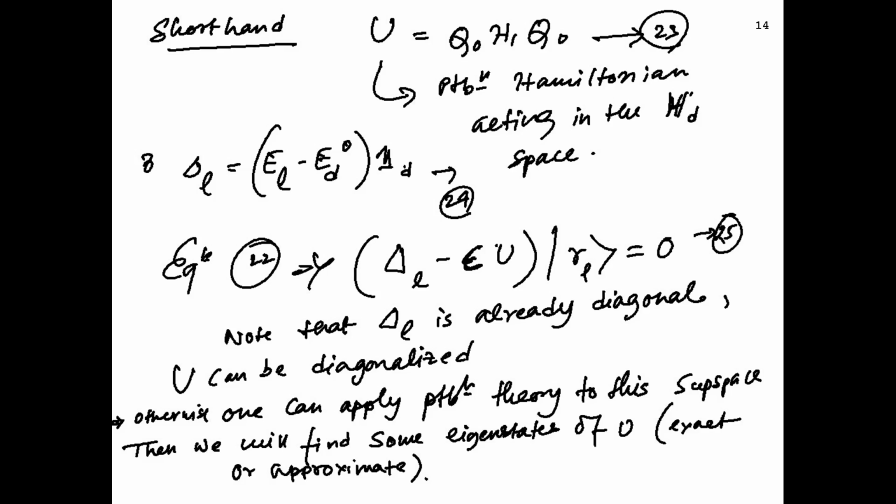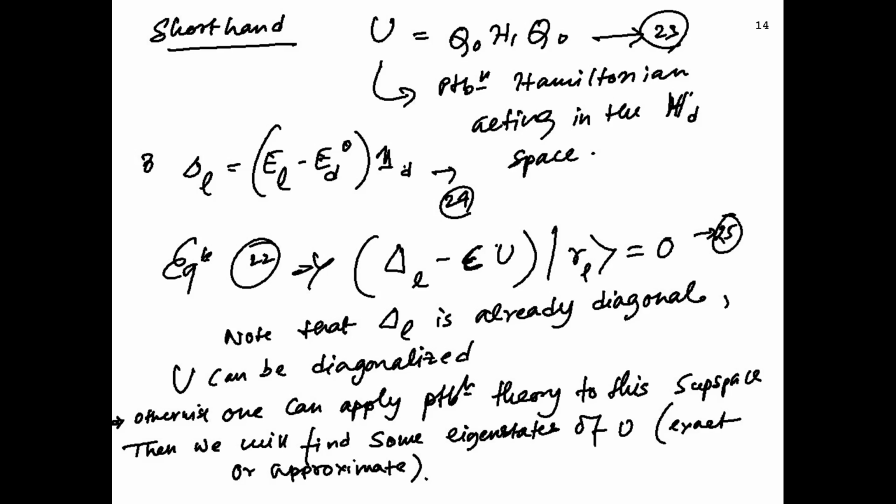Now the delta L part is already diagonal, and the U can be diagonalized. So in this problem, let us say you know the effective Hamiltonian, and let us say you can diagonalize the U very simply. If you can do that, then you have solved the problem. Basically, once you can diagonalize this problem, you know exactly the RL, you know exactly the delta L, and you have solved the full problem. Or you can, and in most cases you cannot do that.